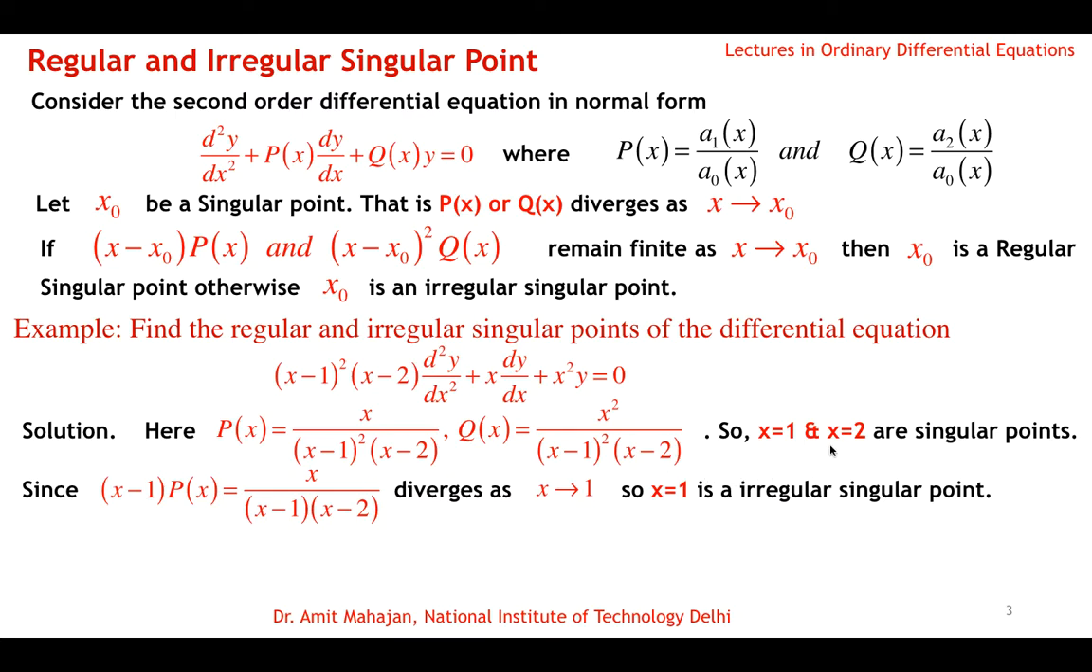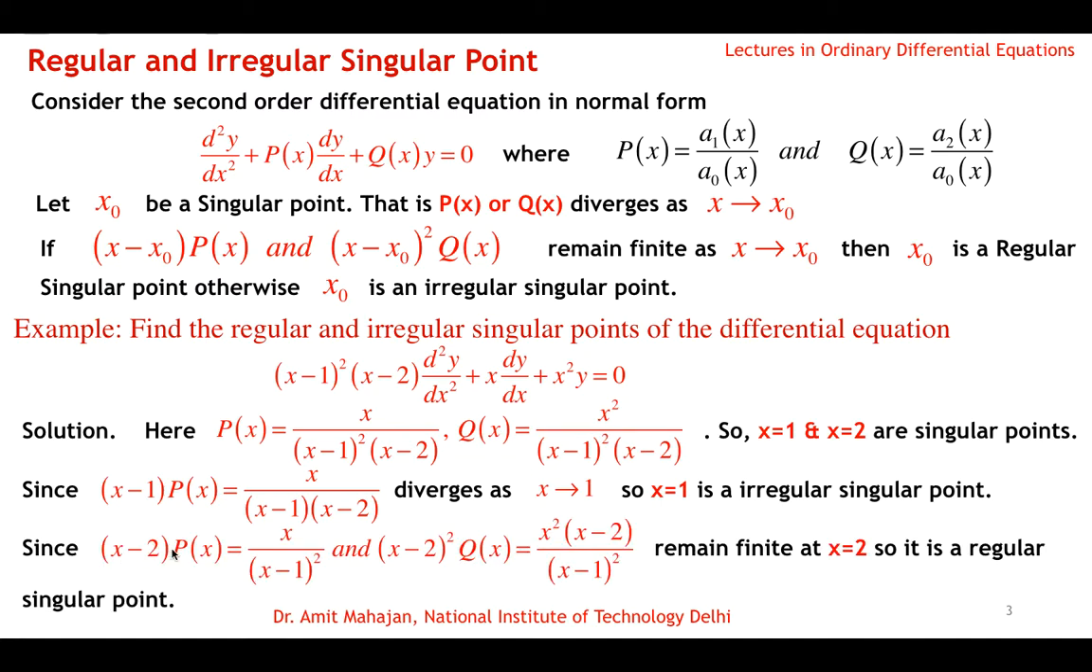Okay, now for the other point x is equal to 2, so again I will calculate x minus 2 into p. So this x minus 2 factor will cancel out, so this will give a finite value, and x minus 2 whole square into q, so that will also give a finite value. Okay, so x minus 2 into p is this, and x minus 2 square q is this, and when x approaches 2, this will give a finite value of 2, and this will give a finite value of 0. Okay, so both are approaching and remain finite, so x is equal to 2 is a regular singular point.